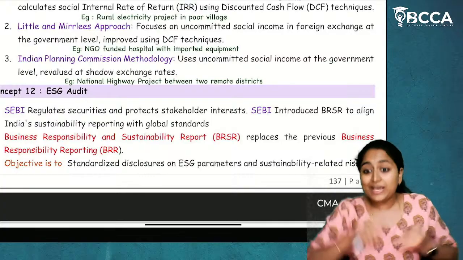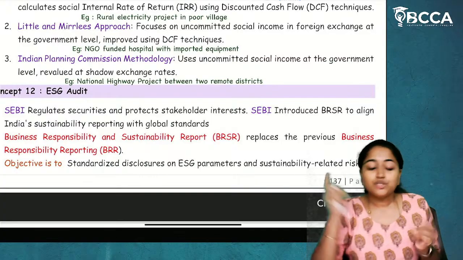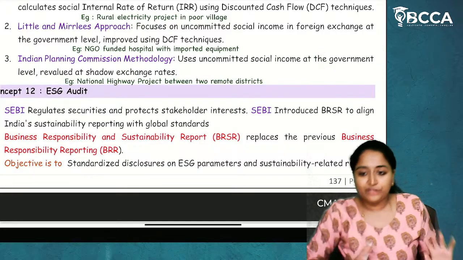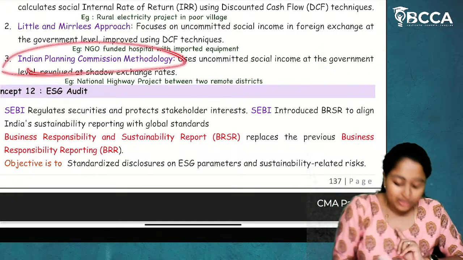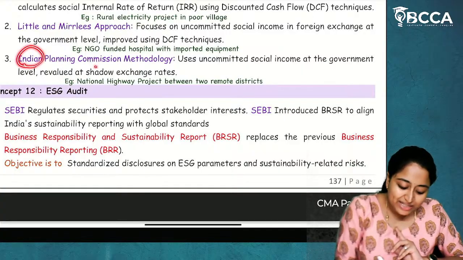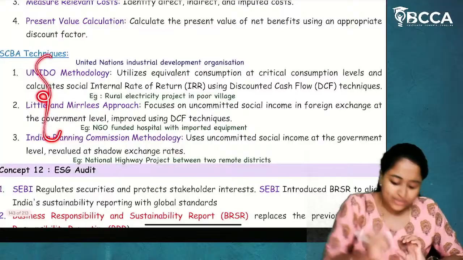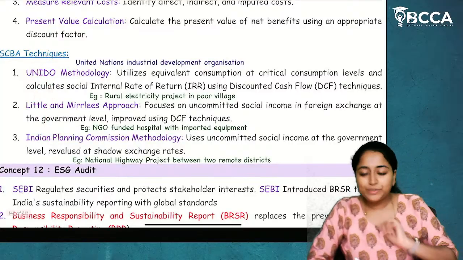For imports and exports, the highway will be useful. So, from the government perspective, that particular highway will be beneficial. So, there will be a benefit. If they are using that technique, it is called the Indian Planning Commission methodology. For this, you have to remember the techniques. I hope it is clear.